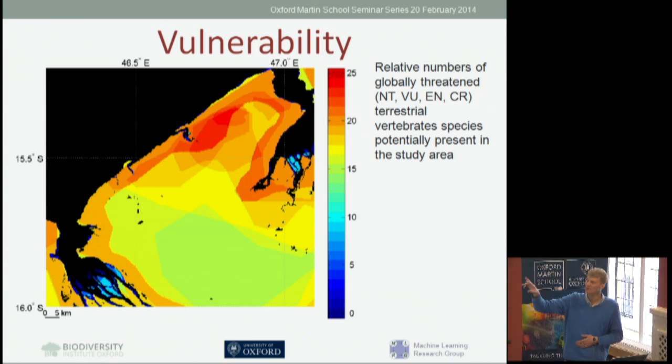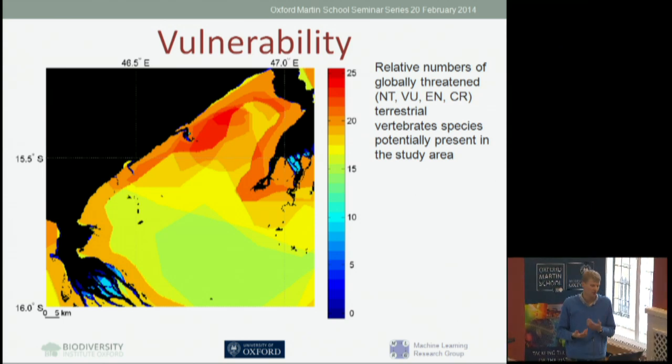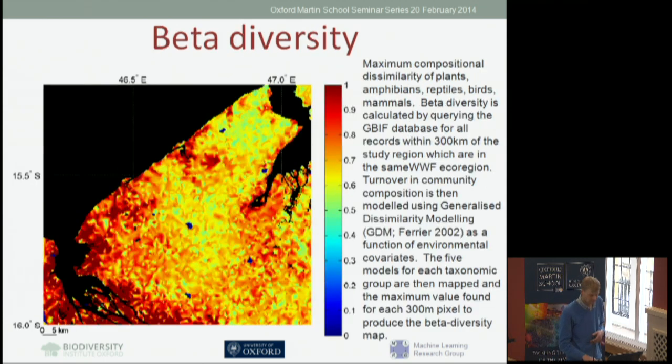So the map you're seeing here is a hotspot-type map of the relative numbers of globally threatened terrestrial vertebrates and plant species which are potentially present. So it's not absolutely certain that, if you were to survey a particular location, you'd find exactly 25, but this is the relative pattern. So the forest, where I work, very pleasingly comes out as a relatively important area in this landscape, and the more degraded savanna down here, relatively less important.